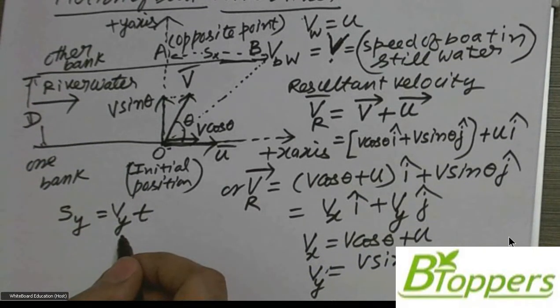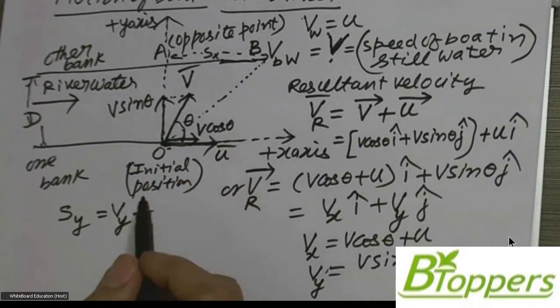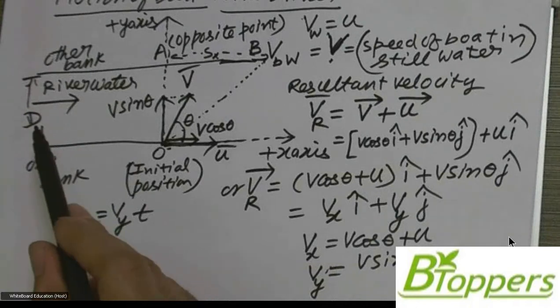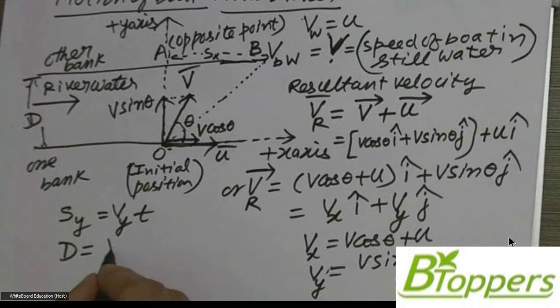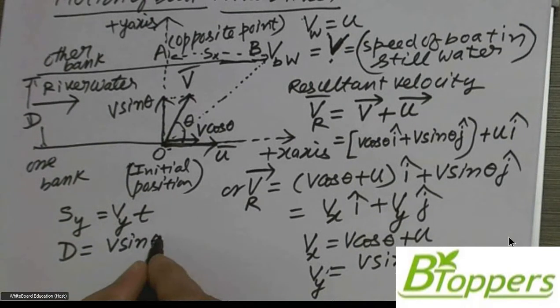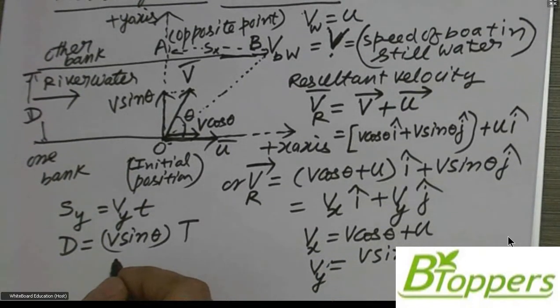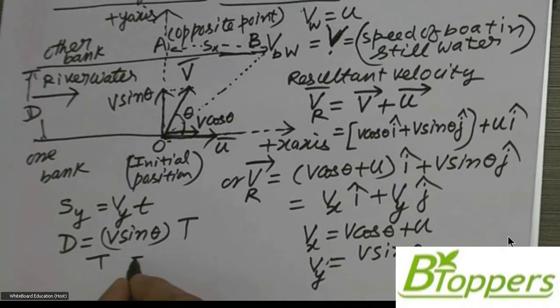Let capital T denote the time taken by the boat to cross the river. So when the boat just crosses the river and reaches the other bank, the y component of its displacement will be equal to the width of the river. And you can write Vy equal to V sine theta. So the time taken by the boat or swimmer to cross the river, we can write, D by V sine theta.